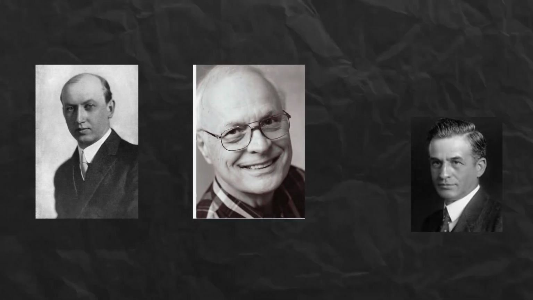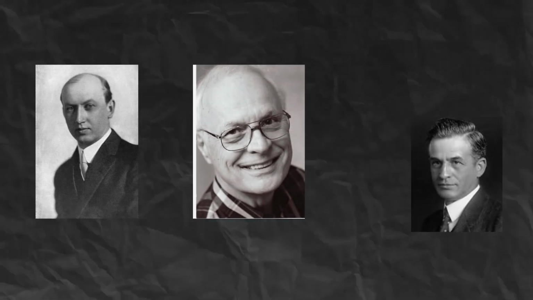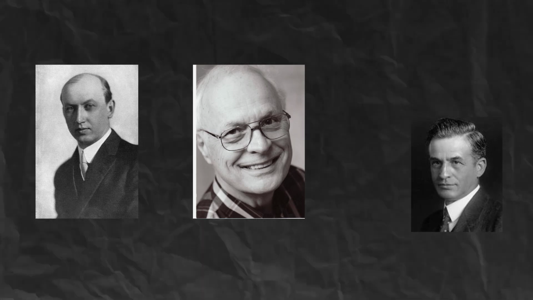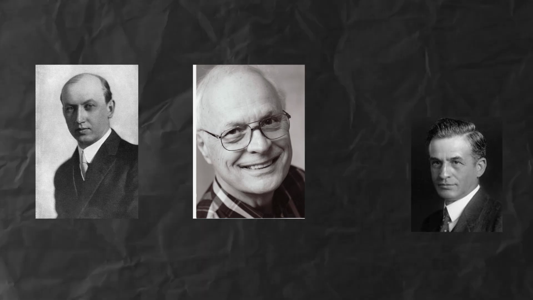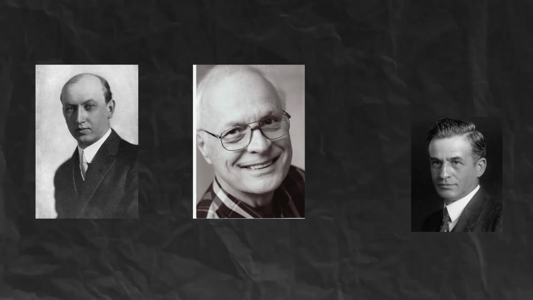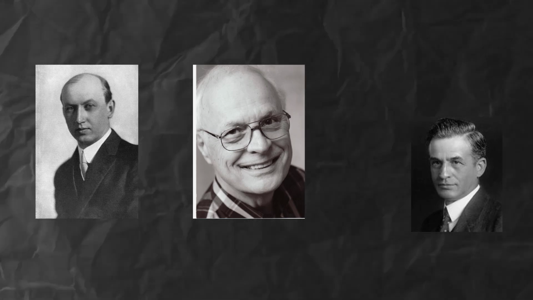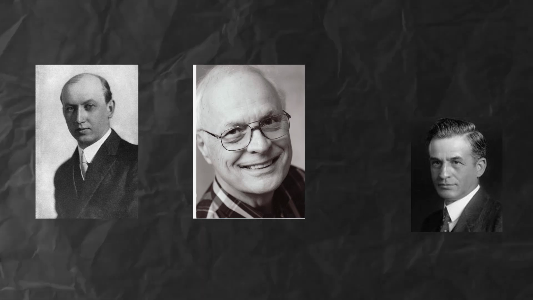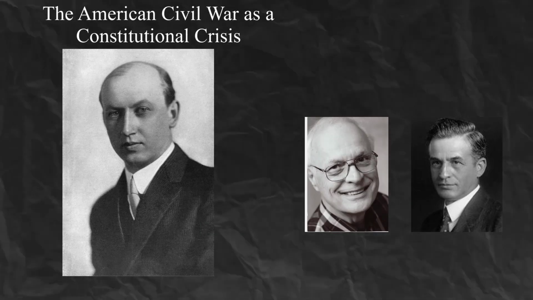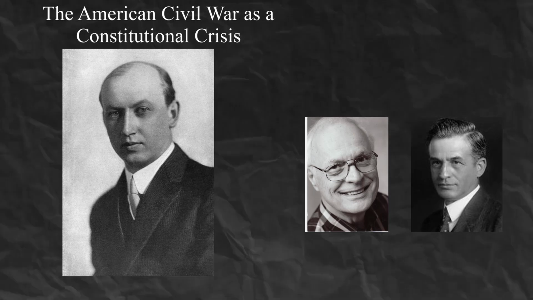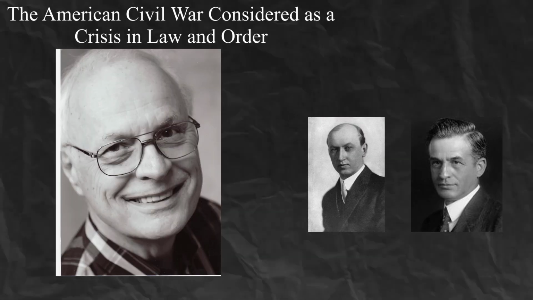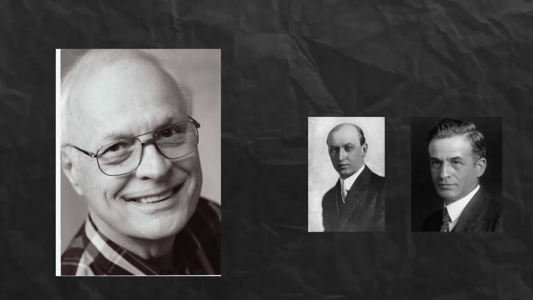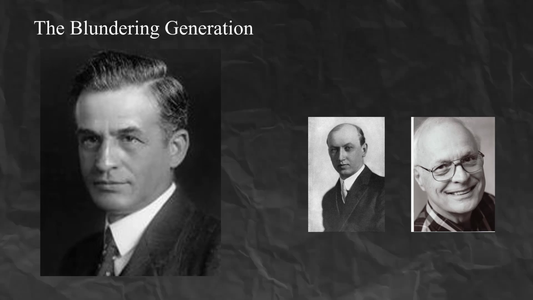So in order to better understand the varying perspectives and opinions around the United States Civil War, let's look at these three documents that I think encapsulate the different perspectives pretty well and examine these authors in order to better understand why they draw the conclusions that they do using the same information as the source for each of them. So starting off, we have the author Arthur Bestor. He's the author of The American Civil War as a Constitutional Crisis. We have Philip Paludan. He's the author of The American Civil War Considered as a Crisis in Law and Order. And lastly, we have James Randall, author of The Blundering Generation.